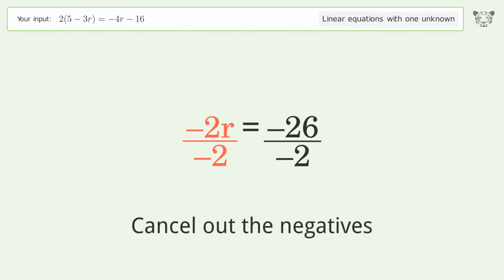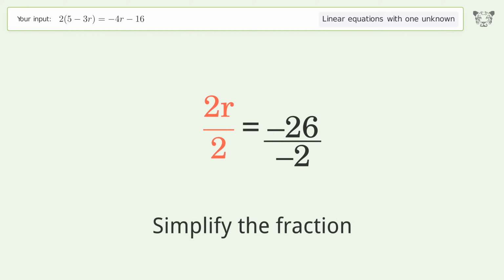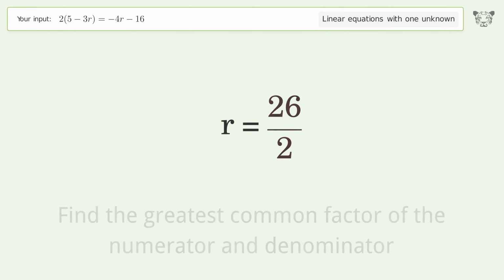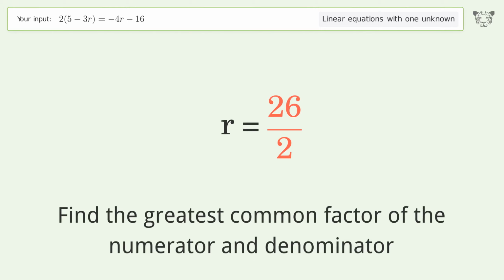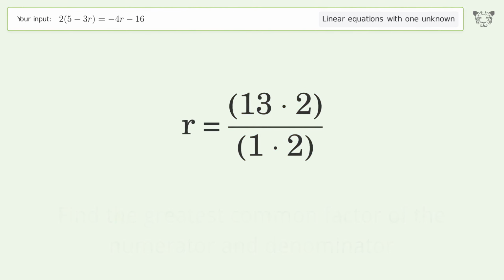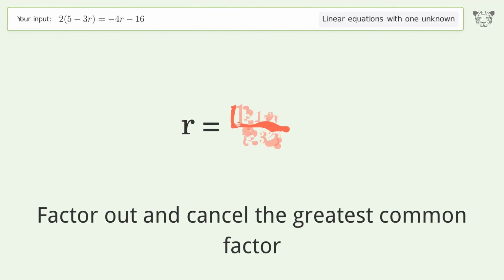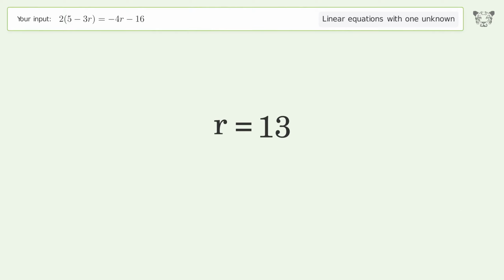Cancel out the negatives. Simplify the fraction. Cancel out the negatives. Find the greatest common factor of the numerator and denominator. Factor out and cancel the greatest common factor. And so the final result is r equals 13.